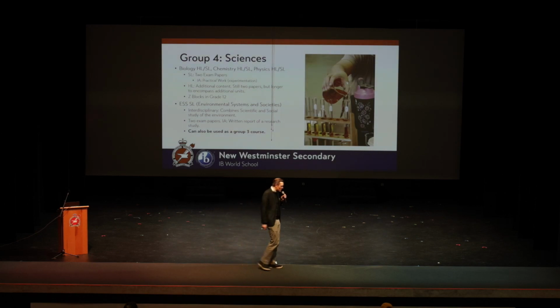Group 4 is our sciences, and here we have the 3 main sciences that most students take one of, so it's your biology, your chemistry, and your physics. And then we also have a course called Environmental Systems and Society. And like I mentioned on the last slide, this course can actually also count for a social studies class.